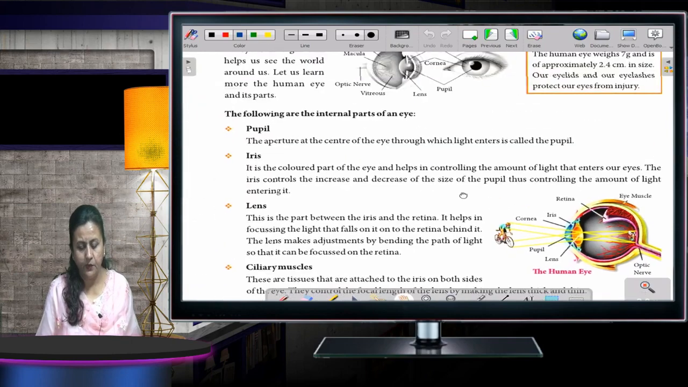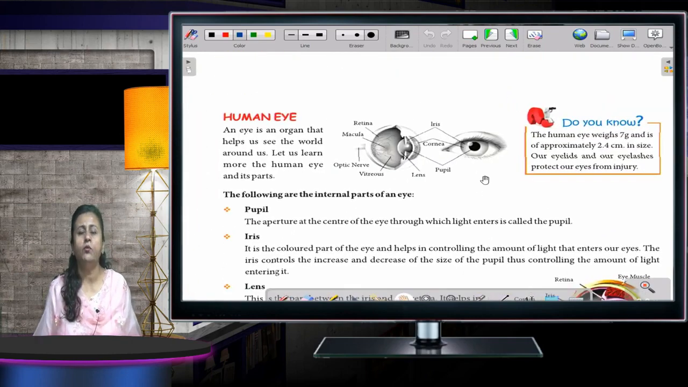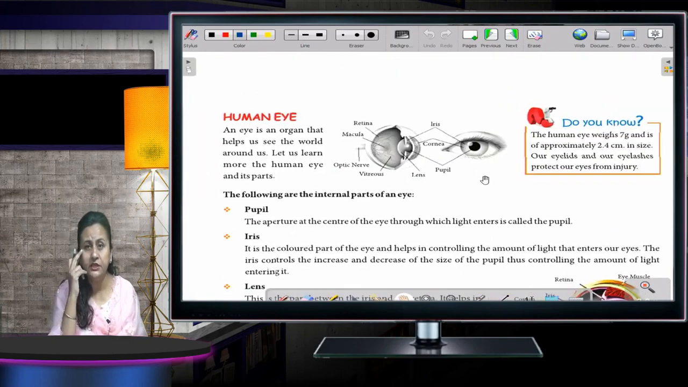Now, very important, human eye. What is the human eye? We are able to see through our eyes only. In case I close my eyes, I will not be able to see. So, only the eye is helping me to see. So, let's start now. An eye is an organ that helps us to see the world around us. Let us learn more about the human eye and its parts.